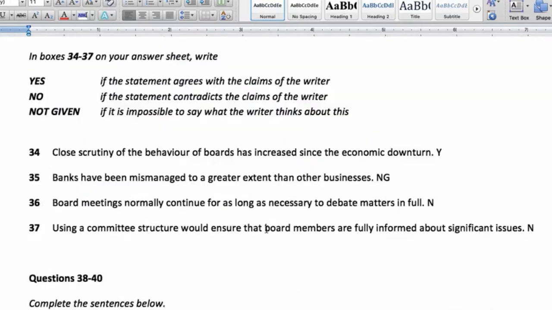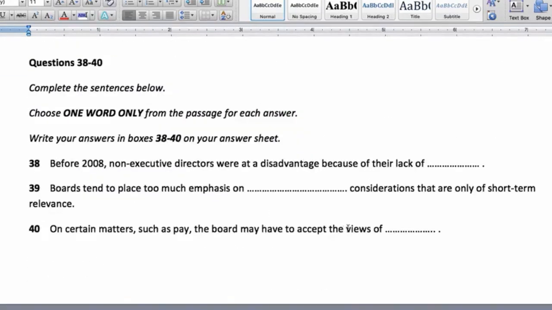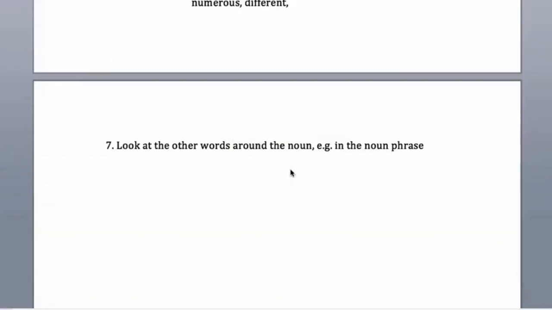In UK companies, the last one, you must accept the views of, probably some kind of, this is opinions of, and that's going to be people, countable. So you will want an S there. Okay, there are many examples that I can show you. I don't want to take too much time, but look at the other words around the noun really, and just think about it. Use your common sense.